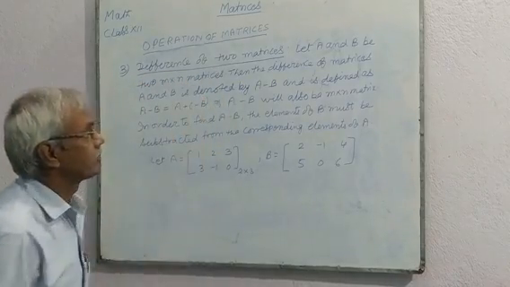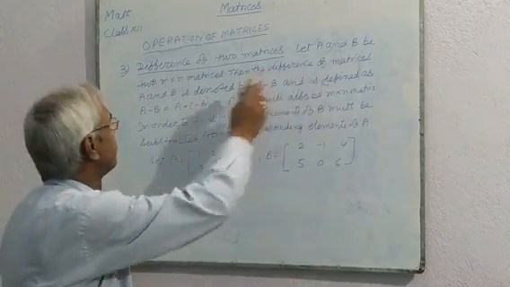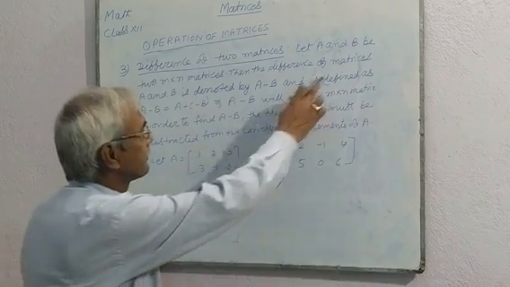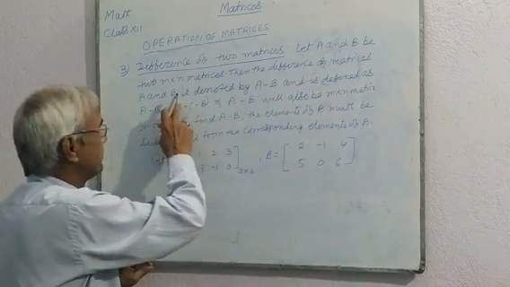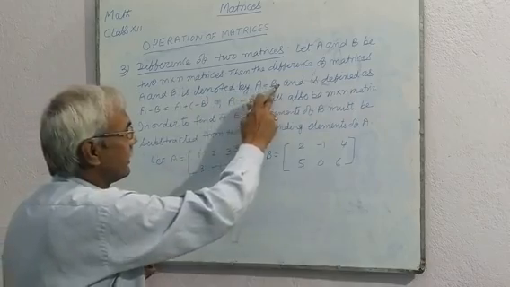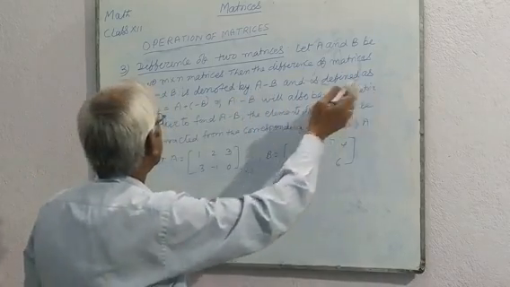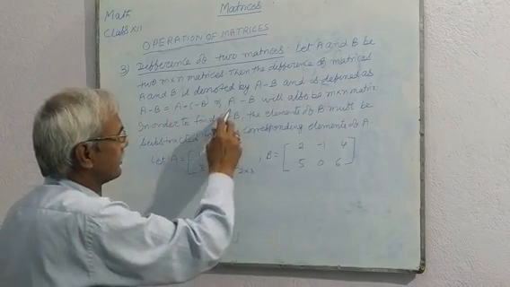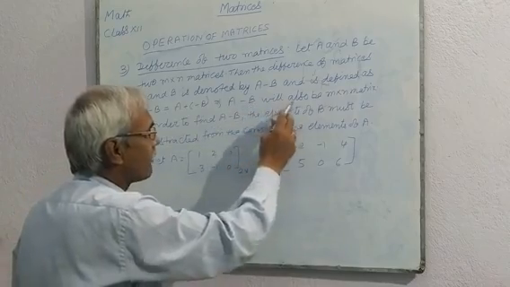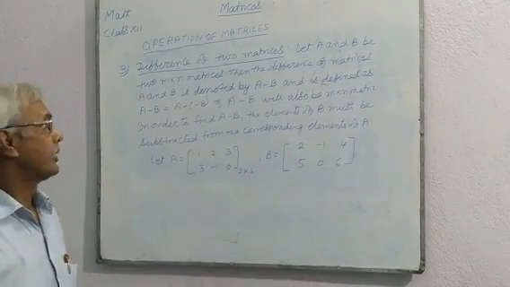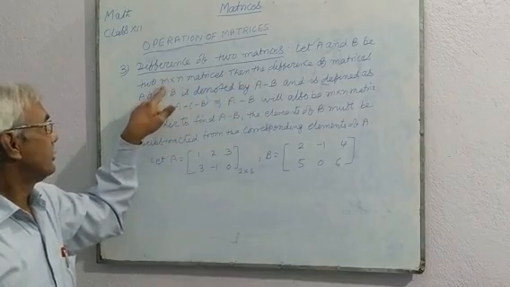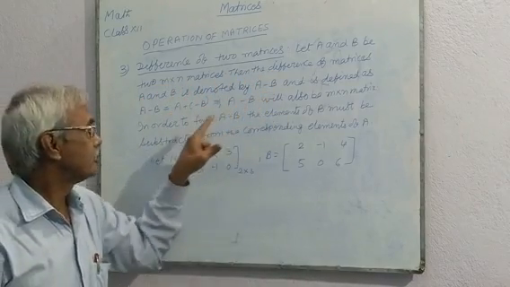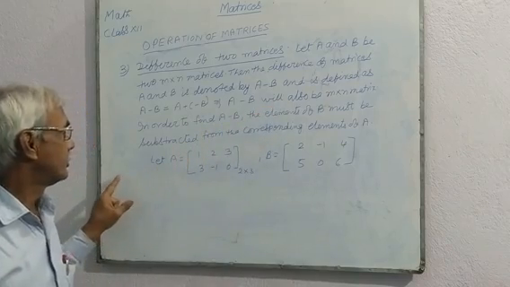Now, difference of two matrices. Let A and B be two n into n matrices. Then the difference of matrices A and B is denoted by A minus B and is defined as A minus B equal to A plus minus B. A minus B will also be an n into n matrix.